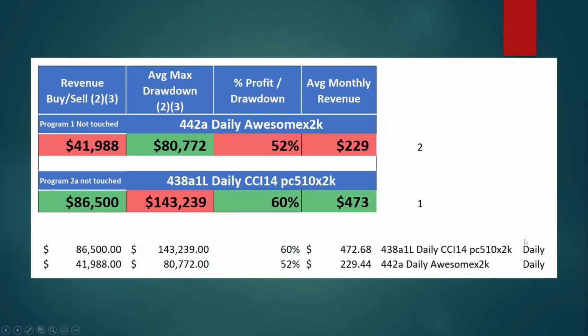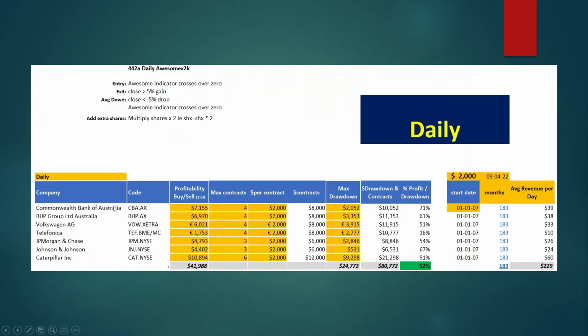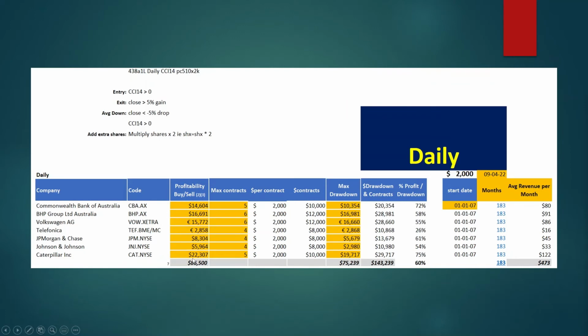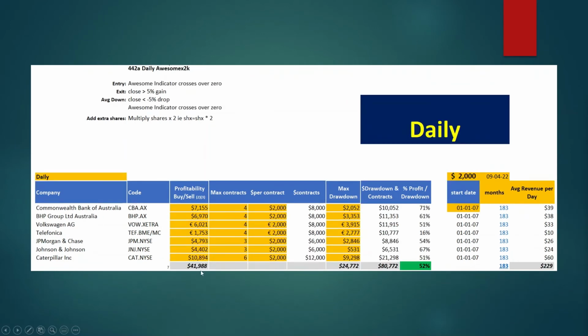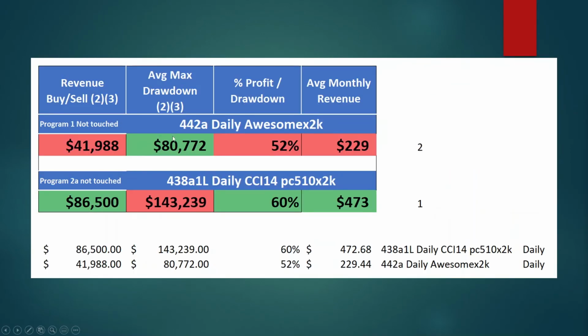And I've got another chart here, another table, which summarizes the overall results for those stocks. So the Awesome Oscillator generated 41,988 versus our CCI14 strategy generating 86,500. Again, very quickly, that's 86,500 versus 41,988 versus the maximum drawdown of 80,000 and the CCI14 maximum drawdown 143.